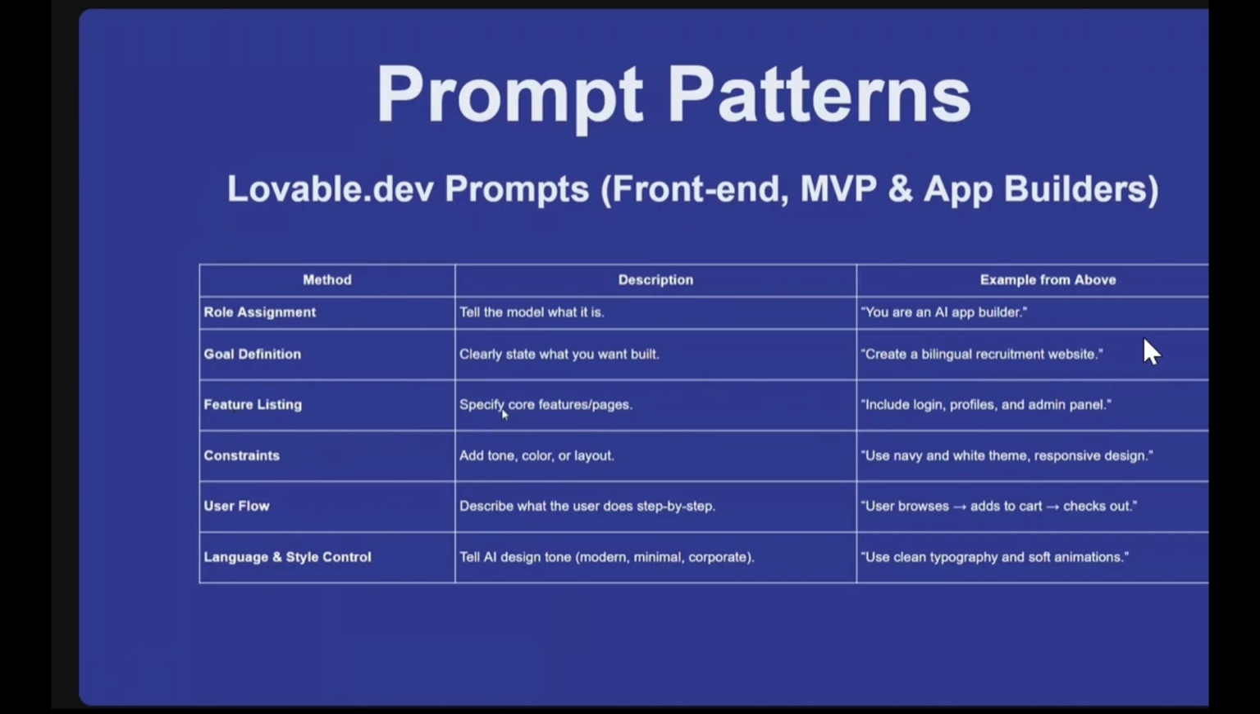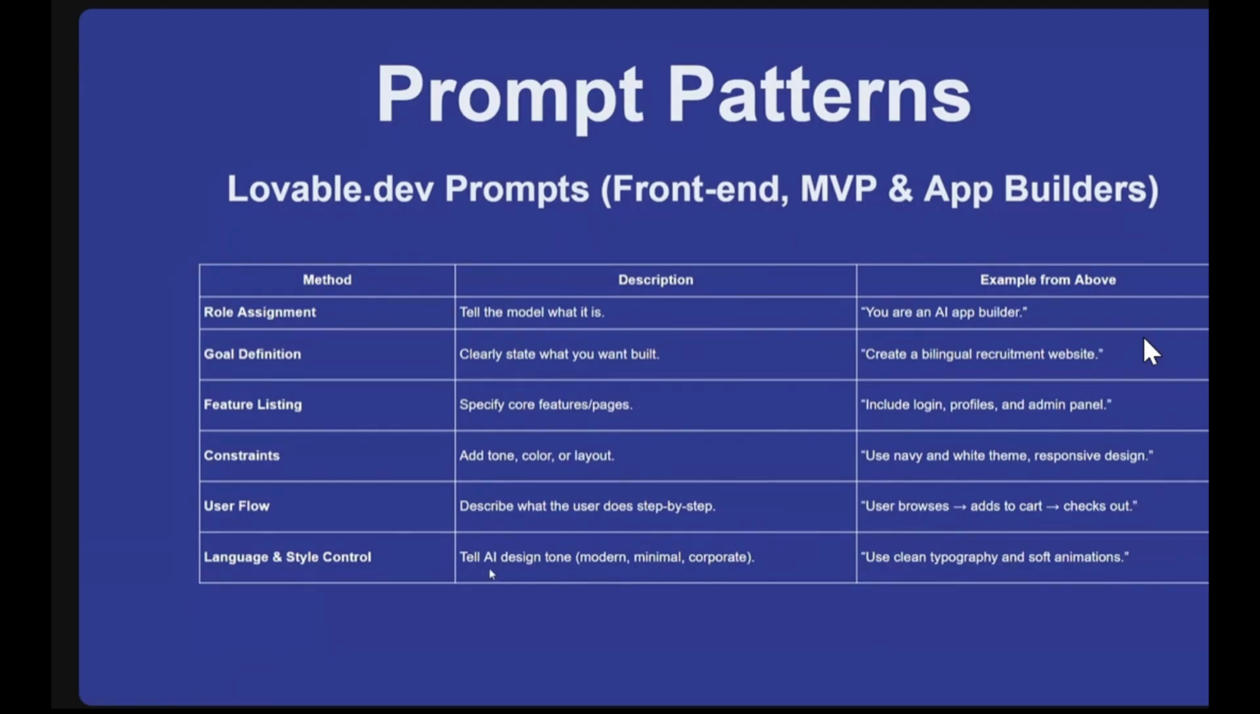There should be a feature listing. Specify core features, pages, like we did in our prompt. Include login, profiles, and admin panel. These are pages that we are telling in our prompt to add to our website. Constraints: add tone, color, or layout. Use navy and white theme, responsive design. User flow: describe what the user does step by step. So as I told you before, you need to teach AI step by step like a child. User browses, adds to cart, checkout. These are examples for a good prompt.